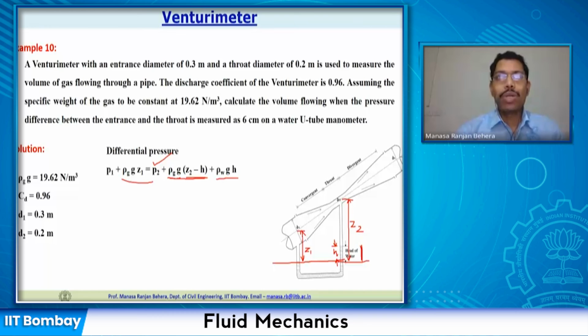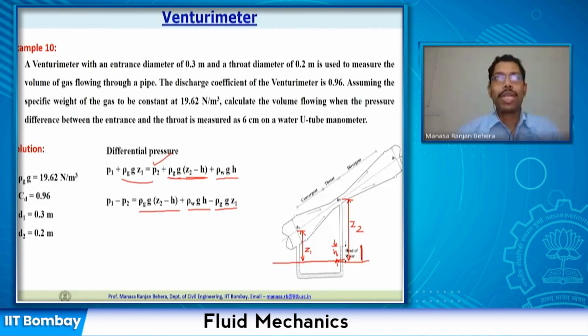So now once we have written this, let us rephrase this equation. If I want to write down the pressure difference between these 2 points, P1 minus P2 will be equal to rho g multiplied by g (Z2 minus h). Then this term will come, rho w g into h. Then this term will come to the other side with a negative sign.